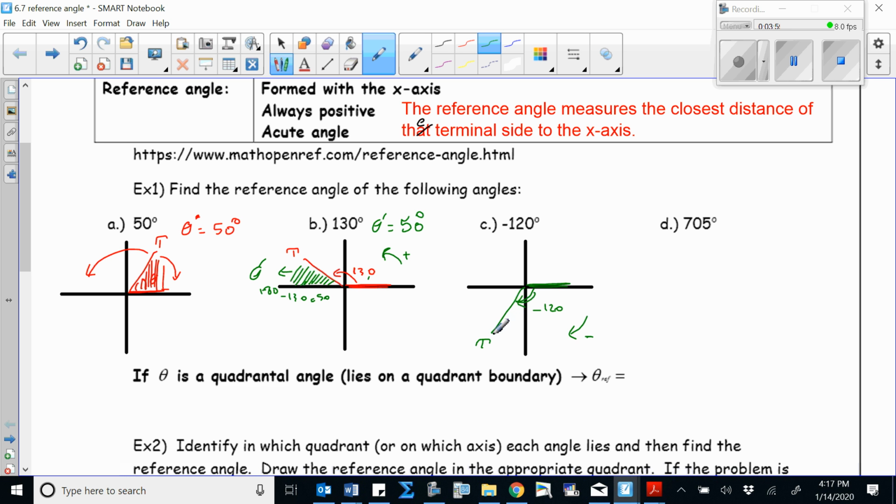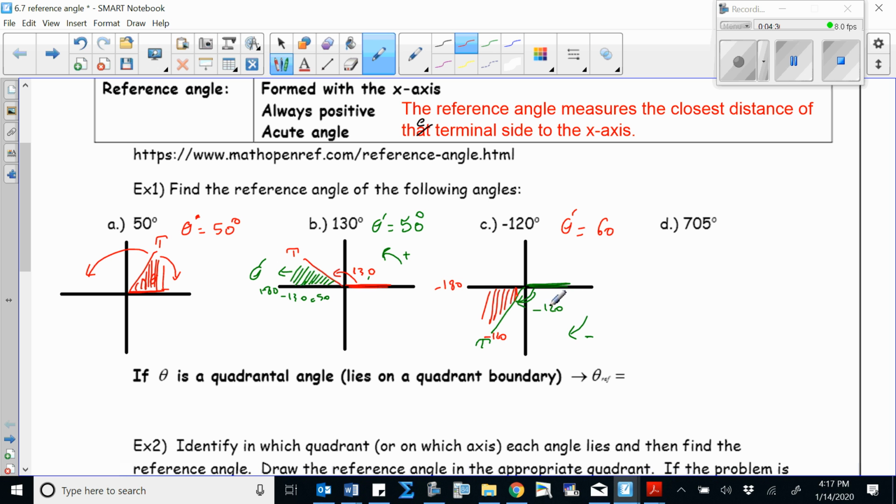Now the closest distance between the terminal side and the x-axis is going to be this space that you see here. This is the reference angle. I'm not going to take this one, but this one. The distance between this point and this point, because this is negative 180 and this is negative 120, is 60. And notice that I'm taking just 60, not negative.